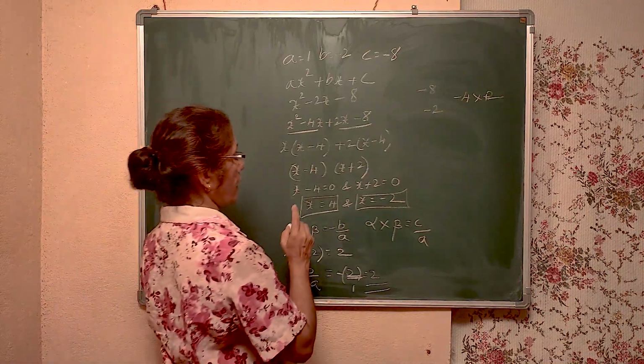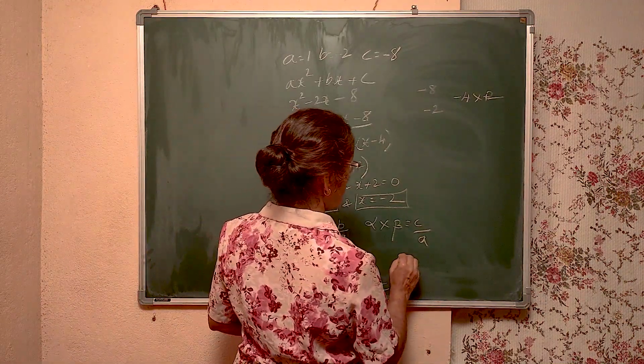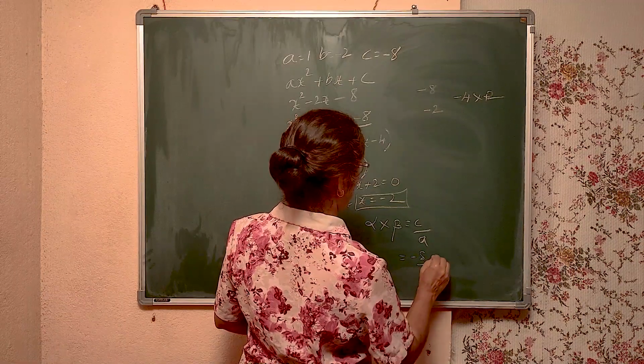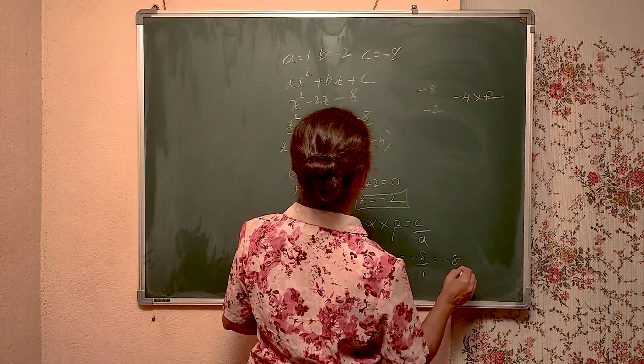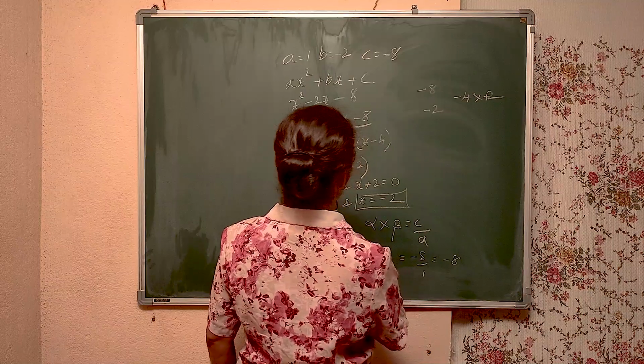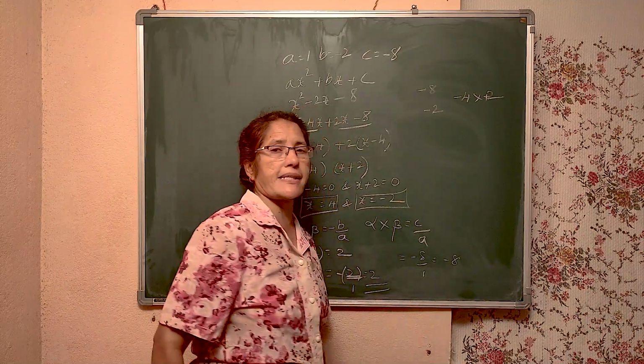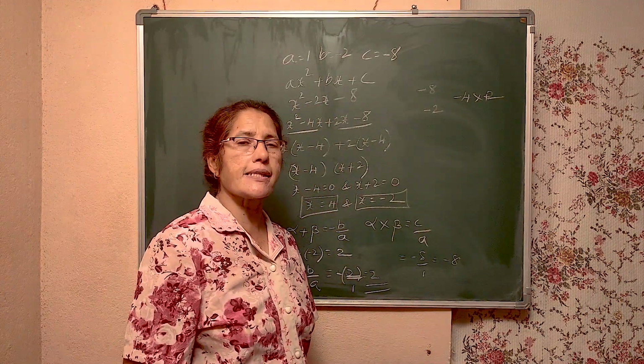Alpha into beta. What is alpha into beta? Minus 8 by 1. Minus 8. Is it correct? Alpha into beta, 4 into minus 2 is minus 8. So your answer is correct.